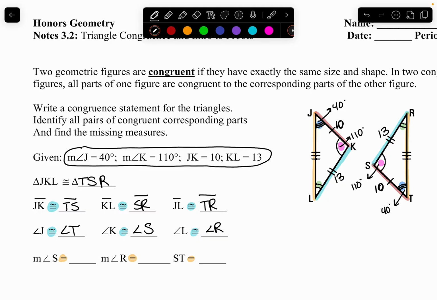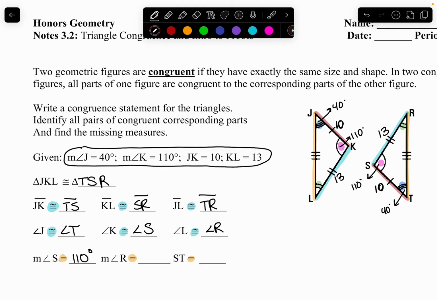Then we're going to get down to the equal signs. And the equal signs, remember, are actual numerical measurements. So the measure of angle S is equal to the measure of angle K. And since angle K is 110 degrees, then the measure of angle S will also be 110 degrees. The measure of angle R is supposed to be equal to the measure of angle L.